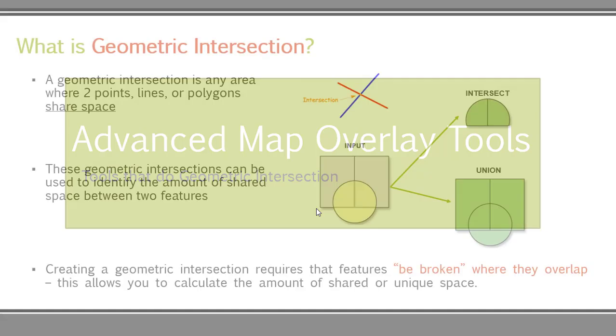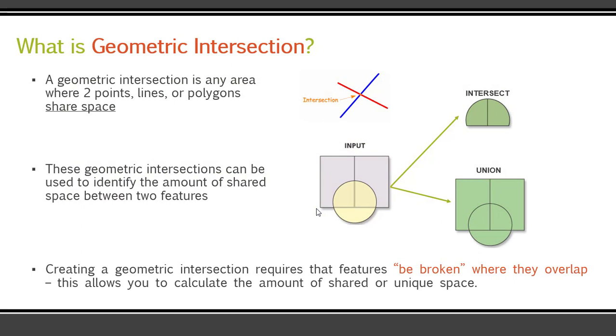and those are those tools that do our geometric intersections. So you might be asking, what is a geometric intersection? Well, a geometric intersection is any area in your spatial data where, from separate data sets, 2 points, 2 lines, or 2 polygons, actually really 2 or more, share space. That is the intersection. That's the intersection of their geometry.